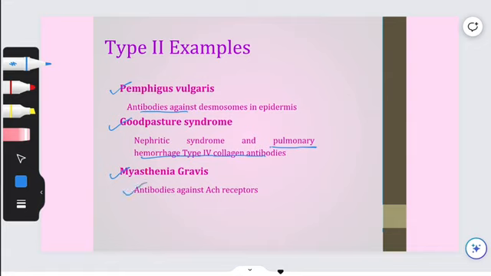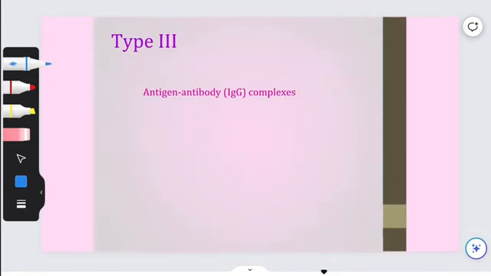And finally, myasthenia gravis is an example of a type 2 hypersensitivity reaction. In this case, there are antibodies against acetylcholine receptors, and all these disorders share the common theme of antibodies directed against tissues or cells in our own bodies.